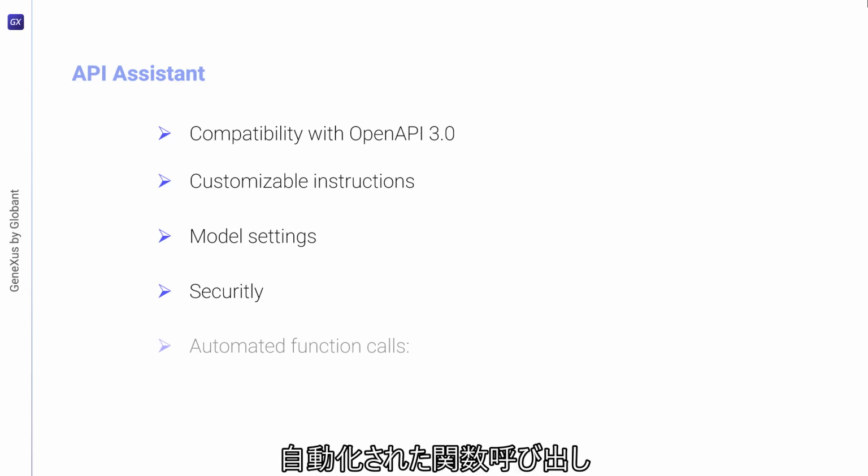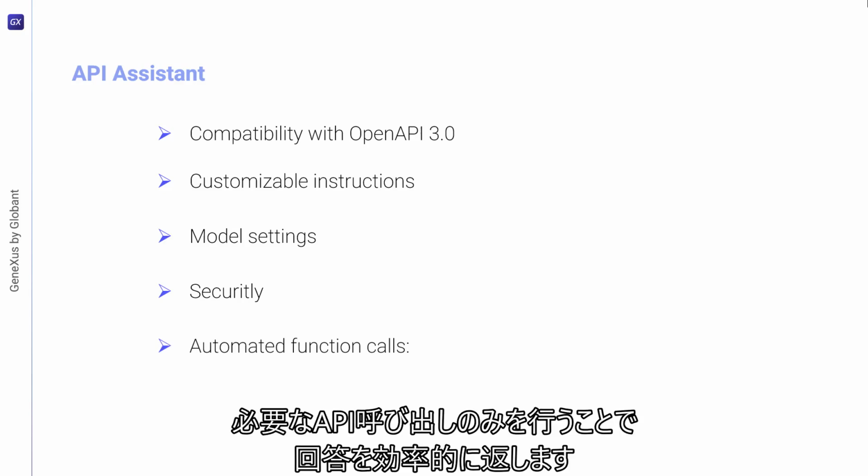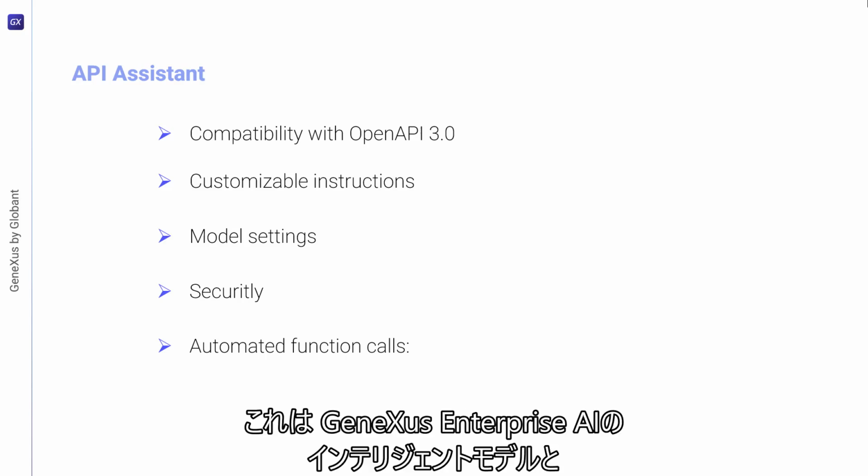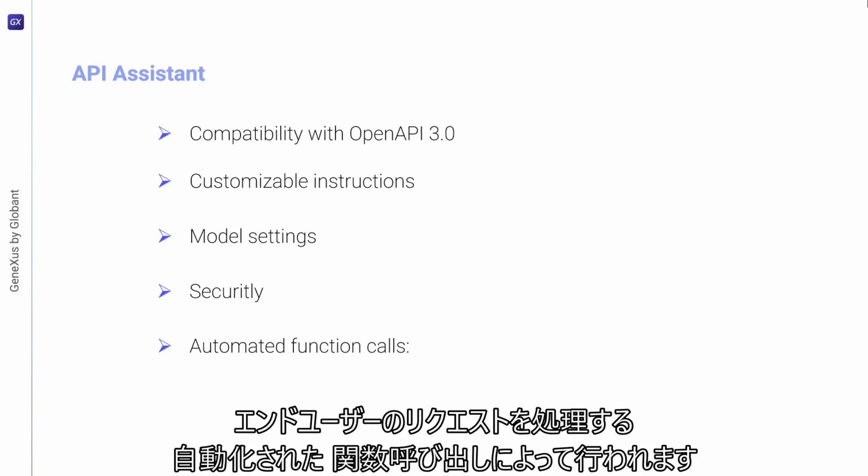Automated function calls. It returns answers efficiently by making only the necessary API calls. This is achieved through Genexus Enterprise AI's intelligent model and automated function calls that handle end-user requests.